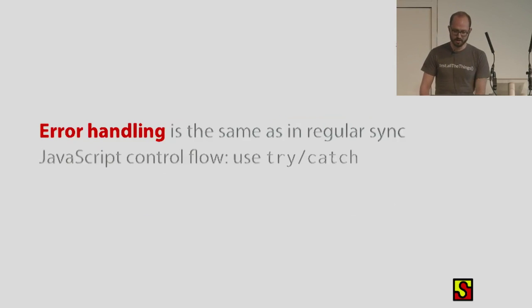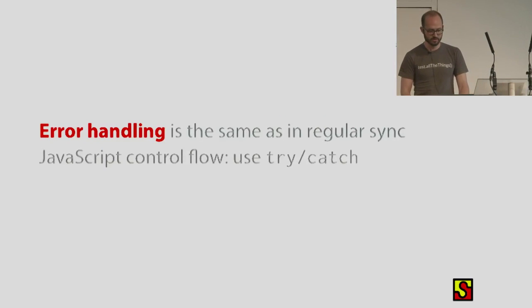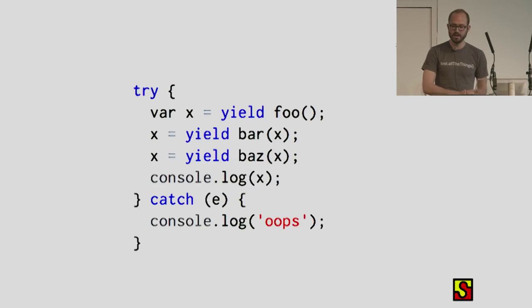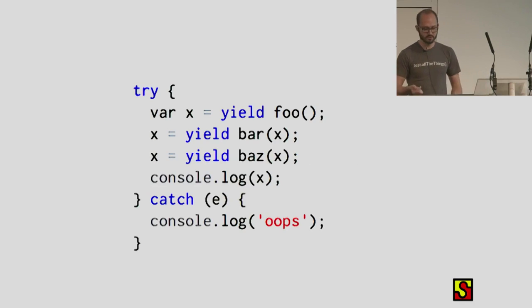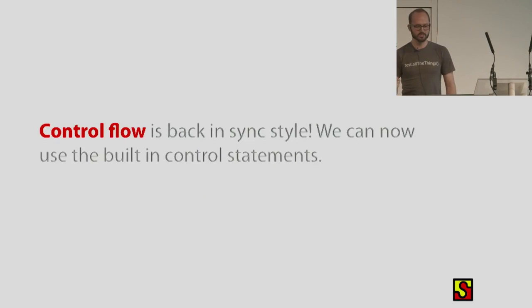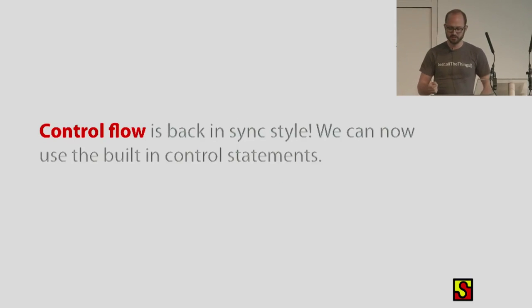As I mentioned before, error handling is done via try-catch, just like regular JavaScript. What's really nice about this is we can now do error handling over entire groups of asynchronous functions. So if any of these fail, we'll break out of the list of statements wherever we're at and fall into the catch block. So we don't need to worry about error handling each of these individually the way we do with callback-based asynchronous functions. So essentially, what this enables us to do is go back to using the built-in control statements we're used to in synchronous JavaScript.